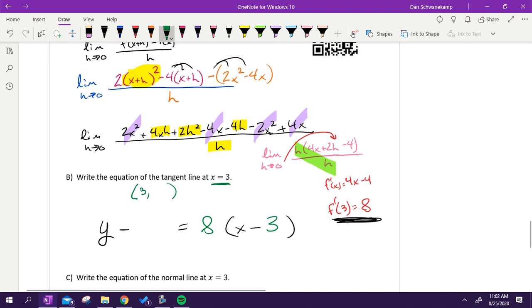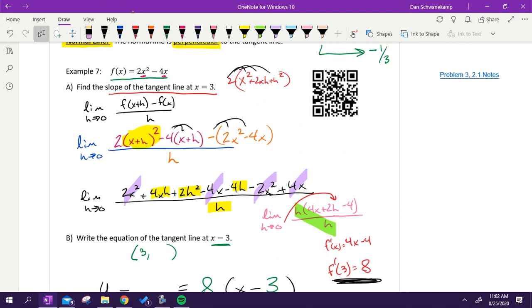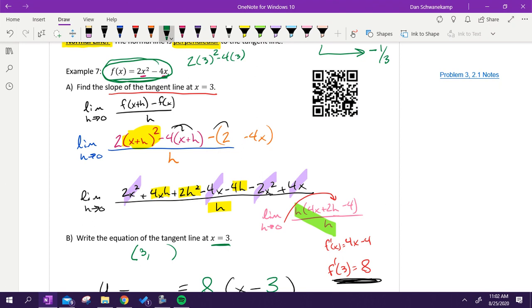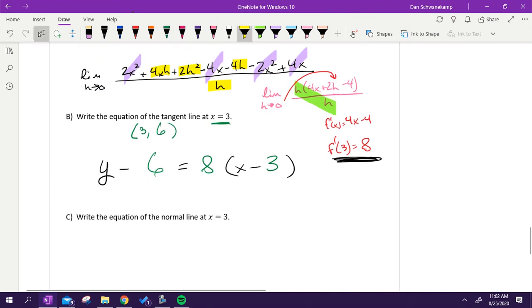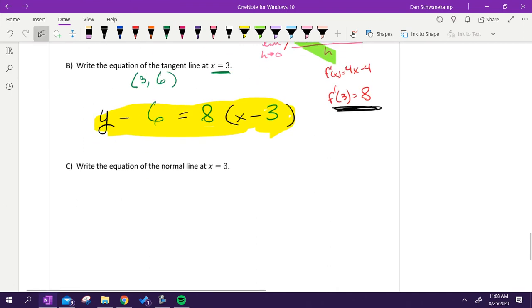How can I find the y value? Plug into the original. This is going to get me y because it's f of x. So it's 2 times 3 squared minus 4 times 3. That's going to get you 18. Yeah, this is 18 minus 12. Make sure you're squaring before you multiplying. So I get 6. So the ordered pair is 3 comma 6. So it's y minus 6. Boom. That is the equation of the tangent line. That right there. Done.